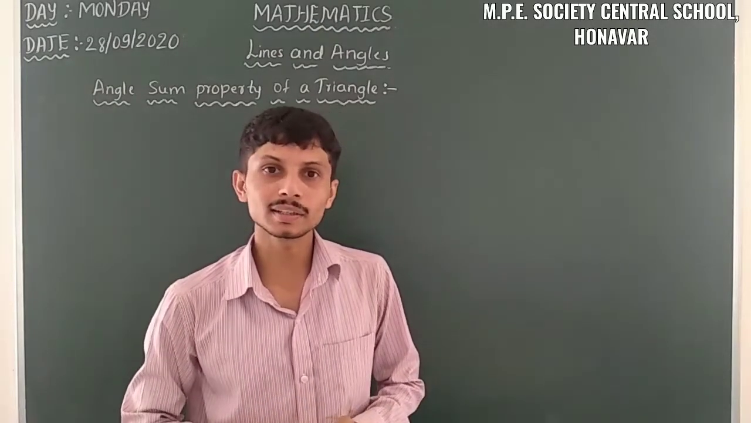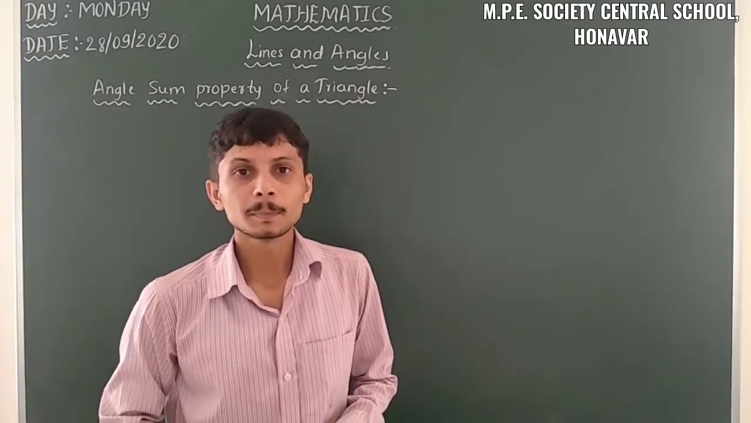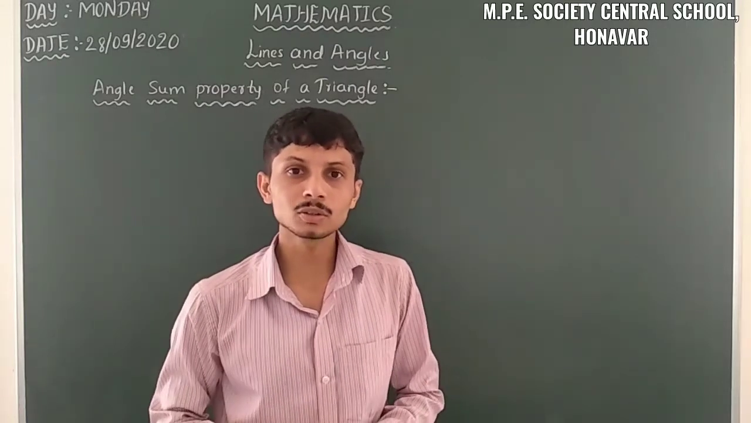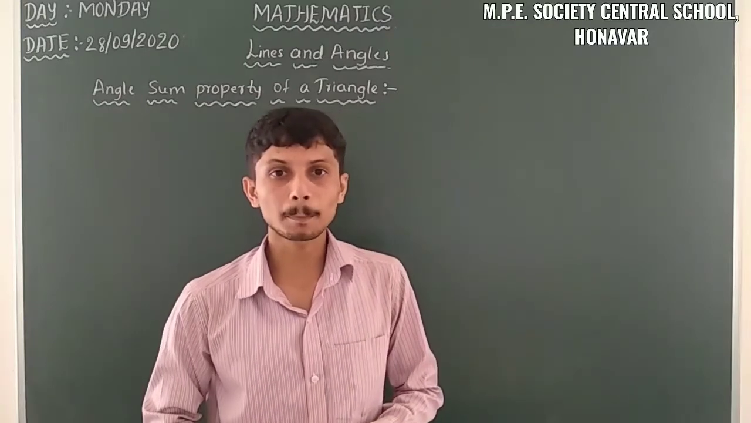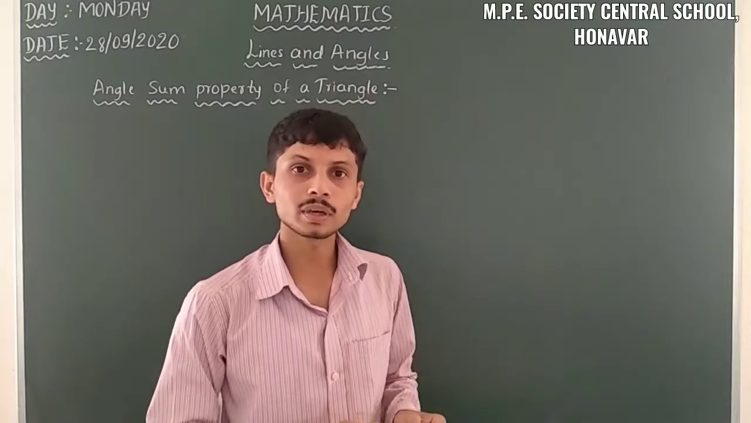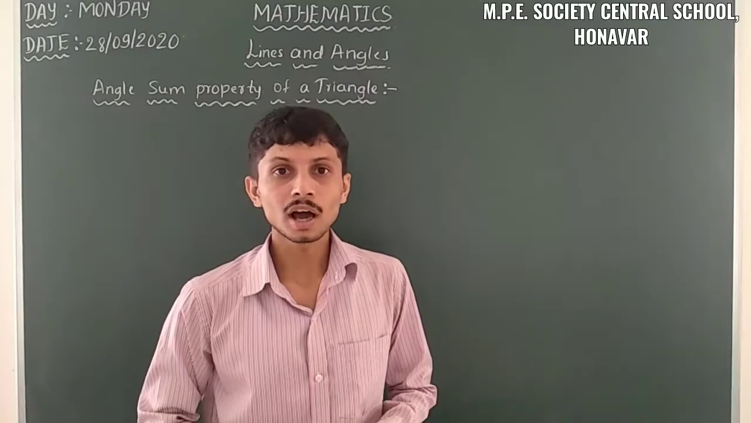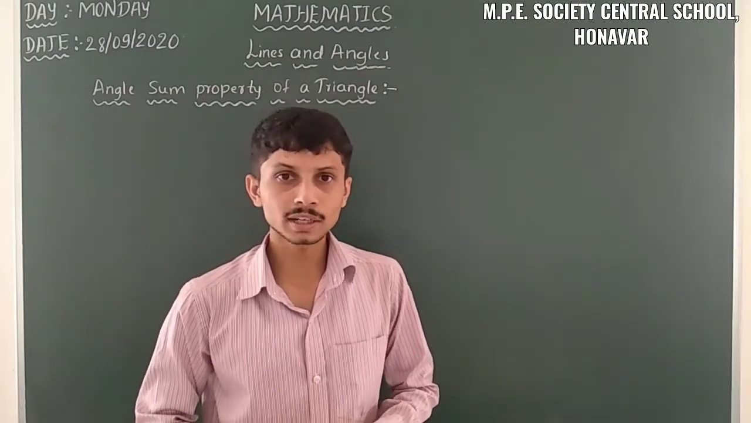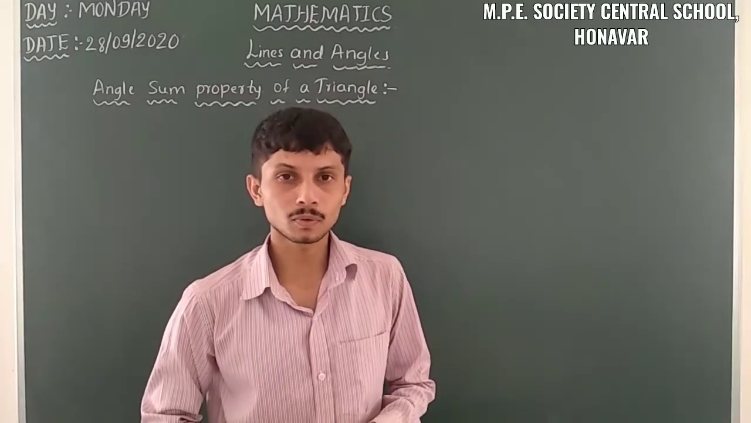In lines and angles, we already discussed lines, angles, pairs of lines, pairs of parallel lines and a transversal, and lines parallel to the same line. Also, in the last class we discussed the angle sum property of a triangle, including theorem 6.7 and theorem 6.8. We also discussed some problems and some homework. So let us move on to the next problems, one by one.